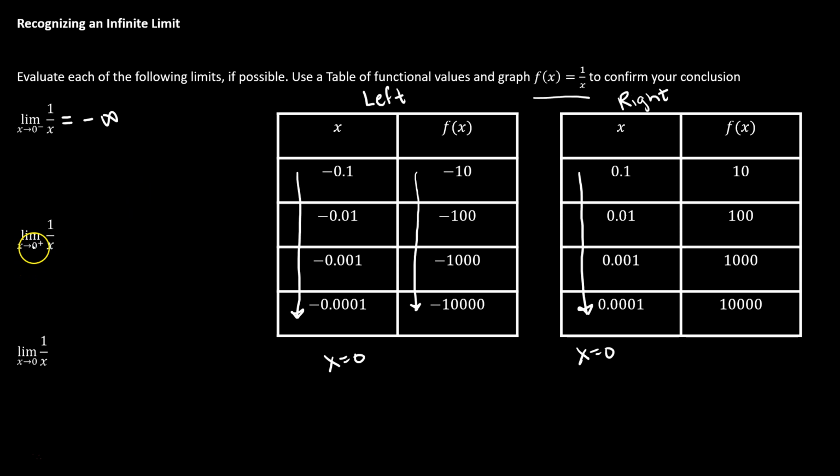Moving on to our next limit, we see that we're approaching 0, but from the right side, so we'll use our right table.